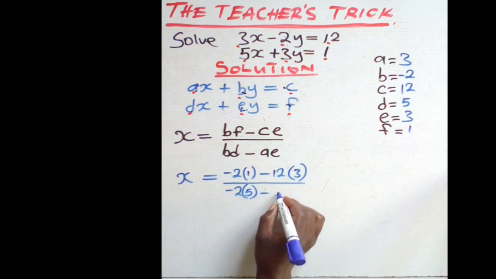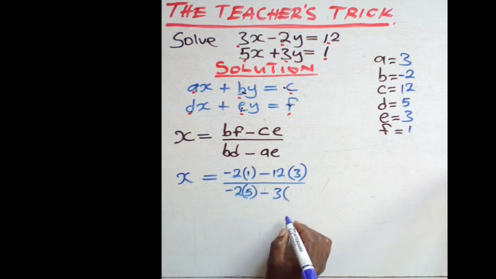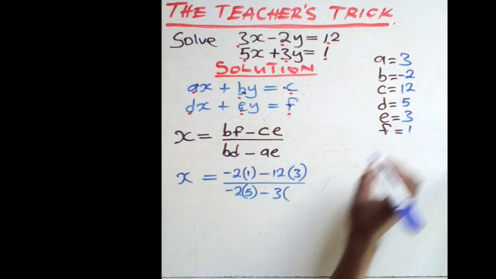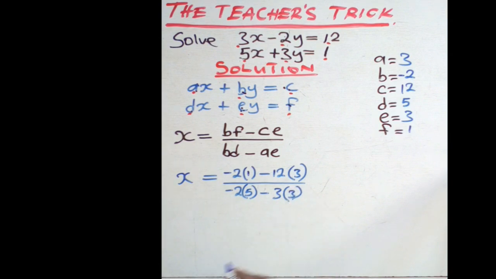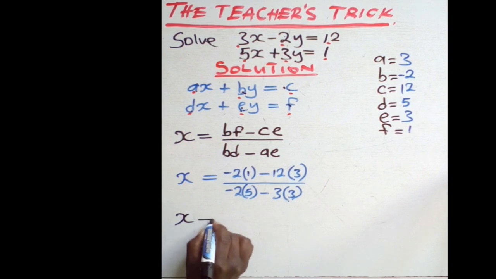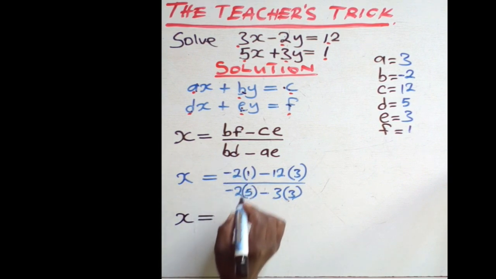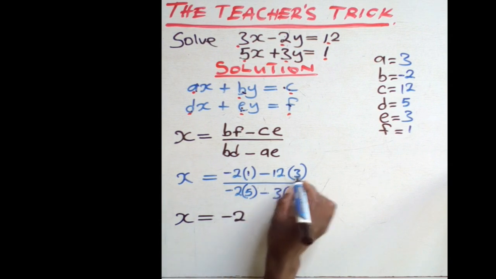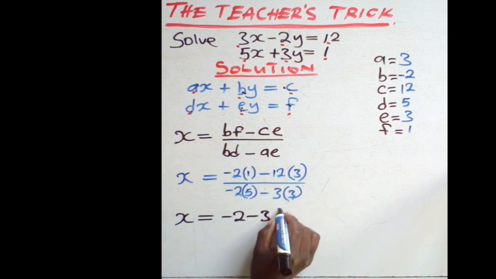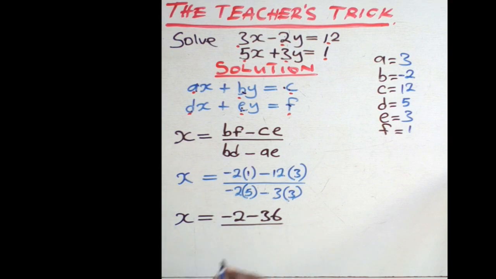Minus, what is a? a is that 3. What is e? e is actually that 3. So we have a 3 times 3 in that position. Then from there, we have to do the possible multiplications. We are saying this x is going to be equal to negative 2 times 1 will be negative 2. Negative 12 times 3 will be negative 36. Then over negative 2 times 5 will be a negative 10. Negative 3 times 3 is going to give us a negative 9.